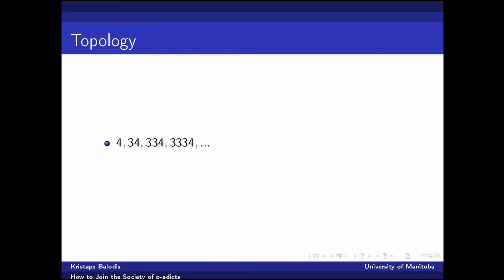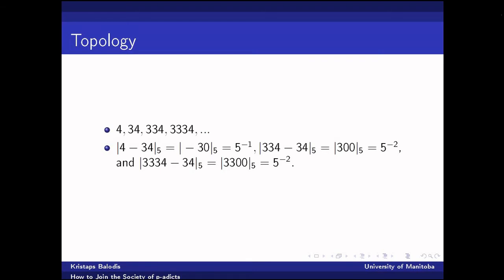Suppose I had a sequence of integers, 4, 34, 334, etc. And let's look at some of the differences here. So 4 minus 34, if we evaluate this in the 5-adic metric, well, this number comes out to minus 30, so of course it's divisible by 5 once. Its 5-adic norm is 5 to the minus 1. We see a similar thing when we do 334 minus 34, except now it evaluates even smaller.